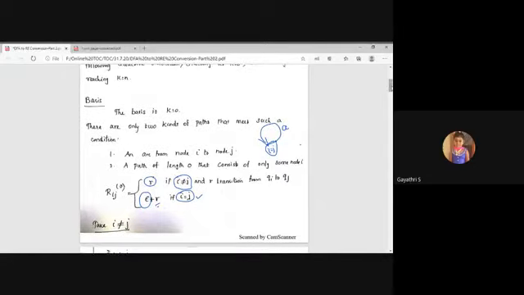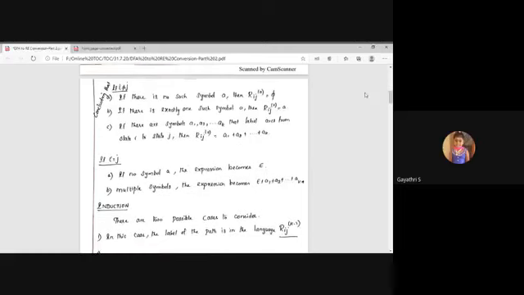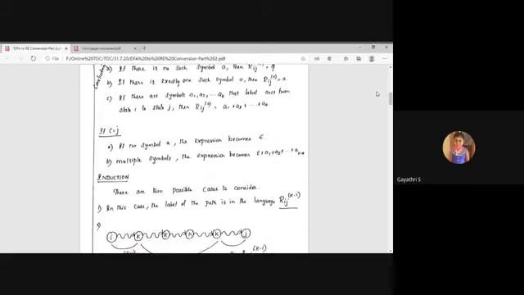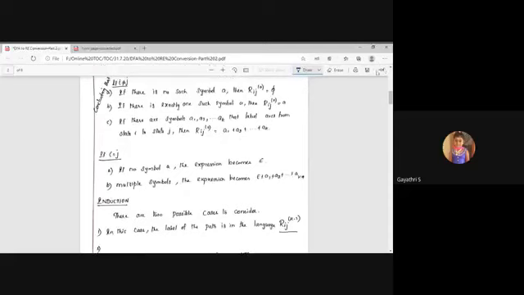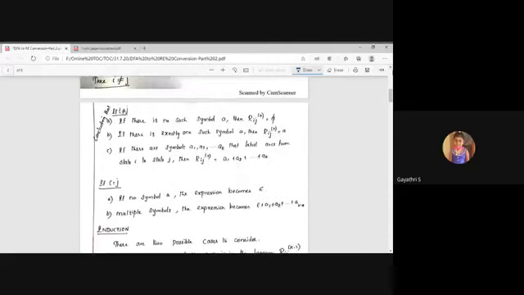Concluding, first, the case i not equal to j: if there is no such symbol a, then Rij of 0 equals phi. This is the case of i not equal to j. And the second one, the b part.